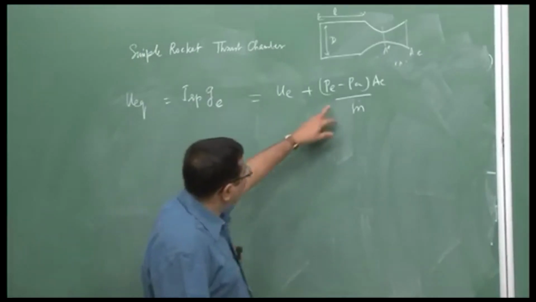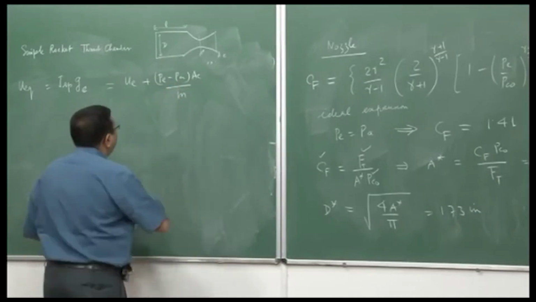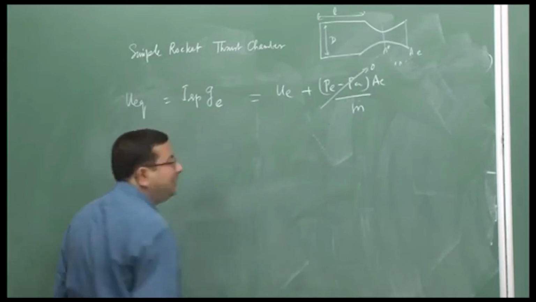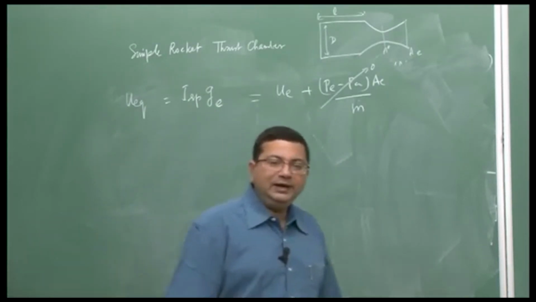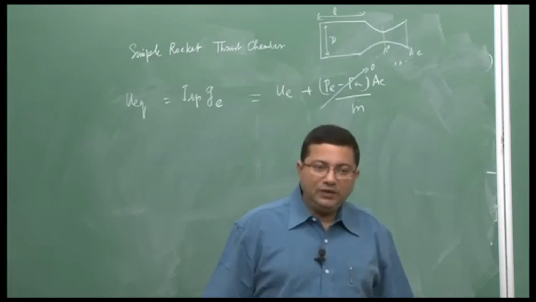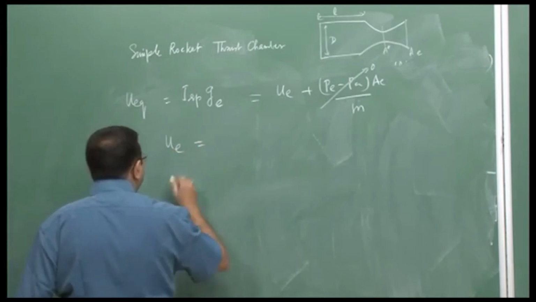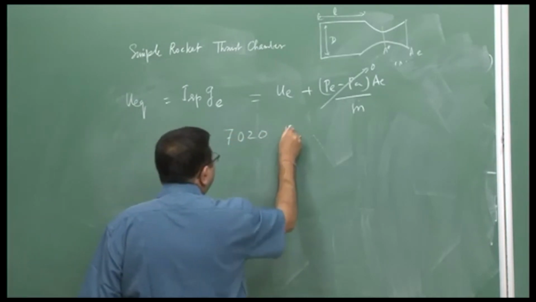But in this case we are considering ideal expansion. So, Pe is equal to Pa, therefore, this term is 0. So, the exit velocity is equal to nothing but ISP times Ge. ISP is given to me as 218 seconds, Ge is the acceleration due to gravity, which is a known constant. So, I can get ue, this turns out to be equal to 7020 feet per second.